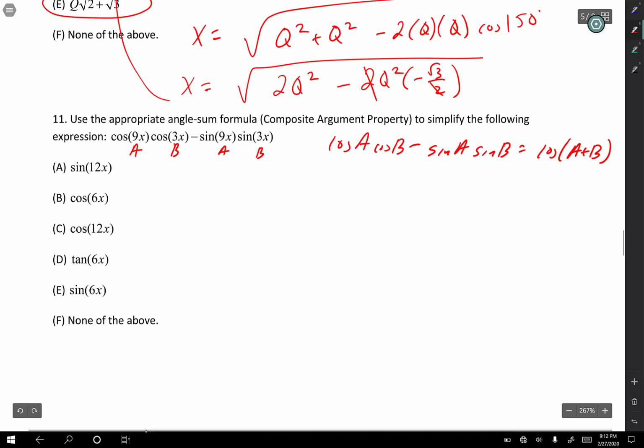So you take 9x as your A, 3x as your B. So you just write cosine of 9x plus 3x, and that is 12, so cosine 12x. Let's keep going, guys.